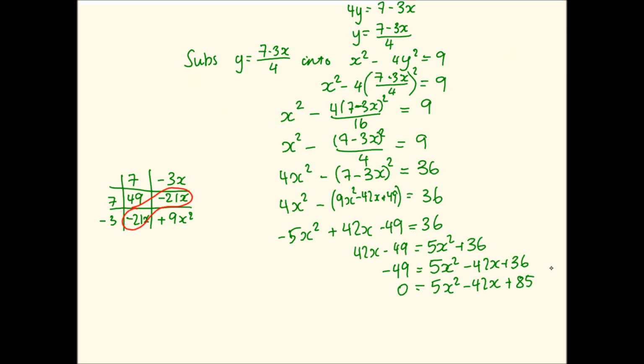I have noticed that all of my terms look divisible. Oh no, they're not. Sorry, they're not divisible by 5. Clearly 42 isn't. So we're just going to be factorising this. I know it's going to be a double bracket. And 5x squared, well, the only way I can get that is if I start my brackets with 5x and x.